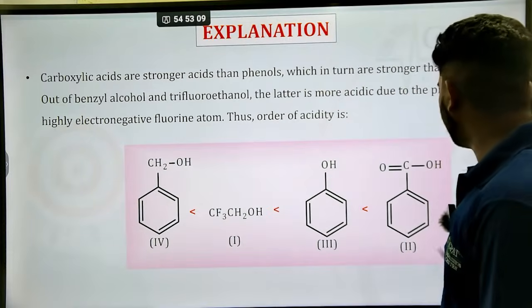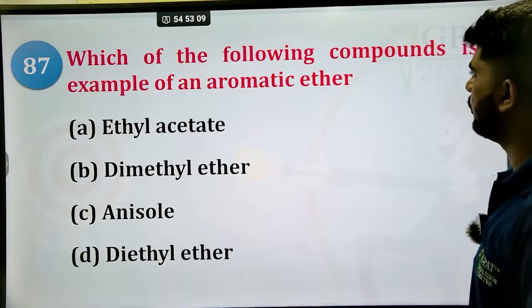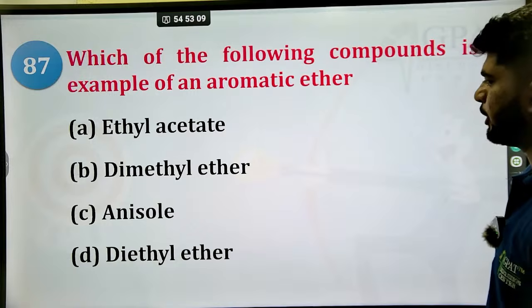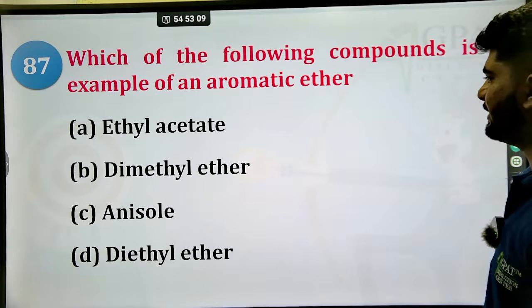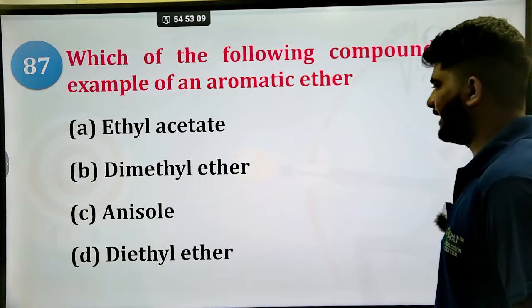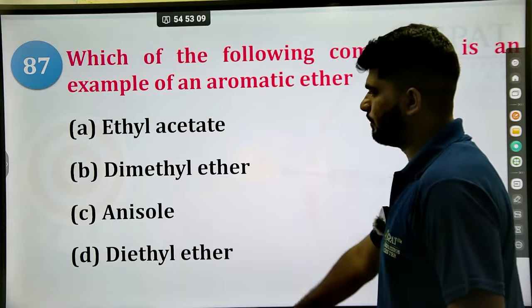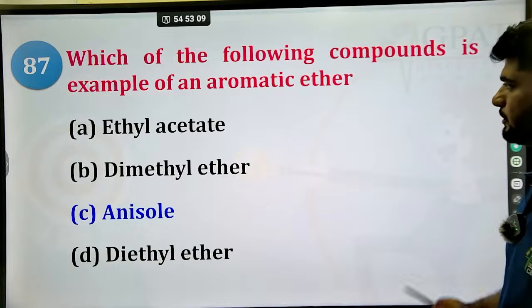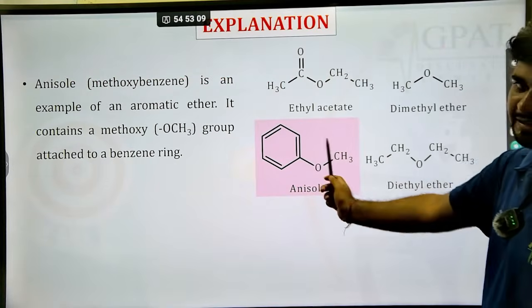Okay, -I effect. Okay, so which of the following compounds is an example of an aromatic ether, guys? Aromatic ether I am talking about. Ethyl acetate, dimethyl ether, anisole, or diethyl ether. These are your simple aliphatic compounds. But this anisole is your different one. So anisole is going to be your correct answer. This is your anisole, OCH3, and this is your benzene ring.